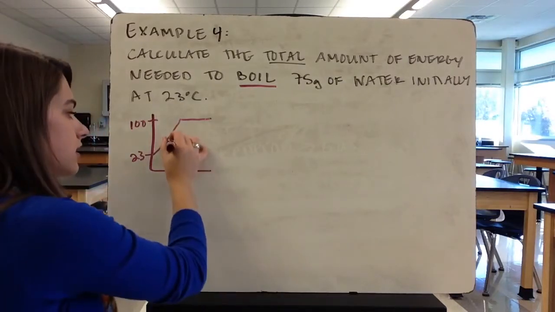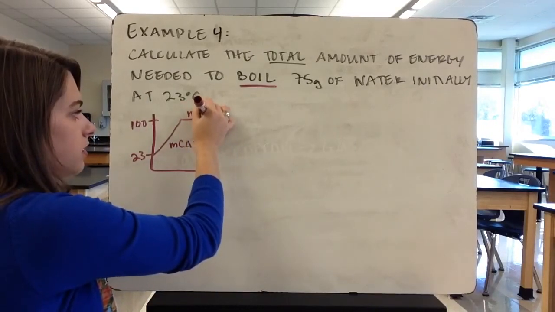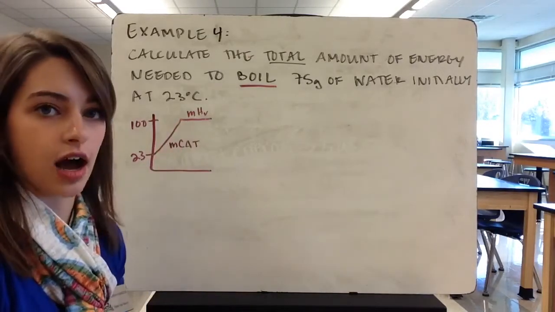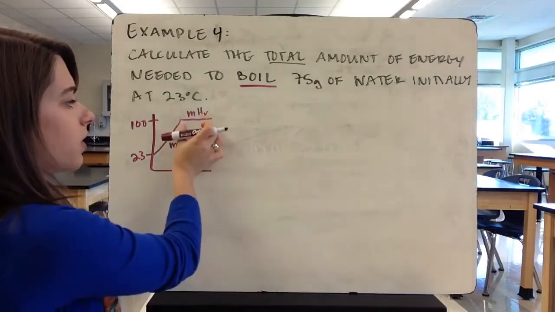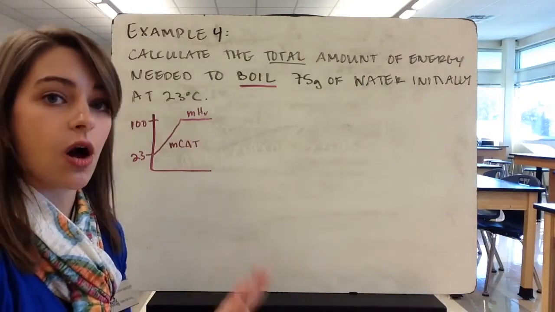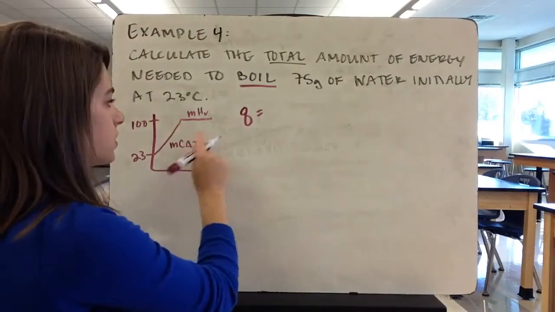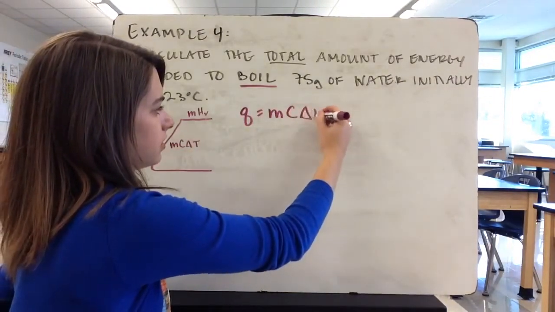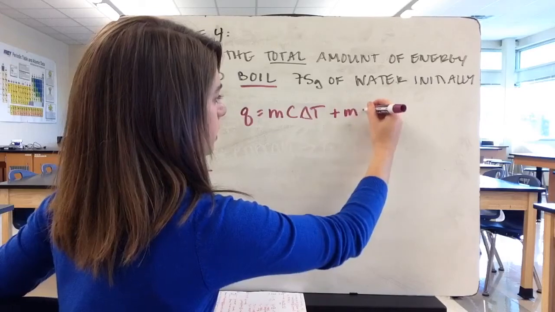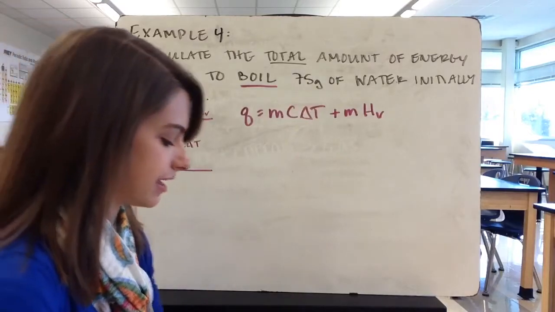So I'm going to use two things. This is going to be the MC delta T, and this is going to be the MHV. If we think about it, it's going to require a certain amount of energy to heat up the water, to increase the temperature, and it's going to require a certain amount of energy to boil the water. If we want to know the total amount of energy, all we have to do is add the two together. So we have Q would equal first how much energy we need to raise it up, so MC delta T, and then how much energy we need to boil it, which would be MHV. We're using vaporization because we're going between that liquid and the gas state.